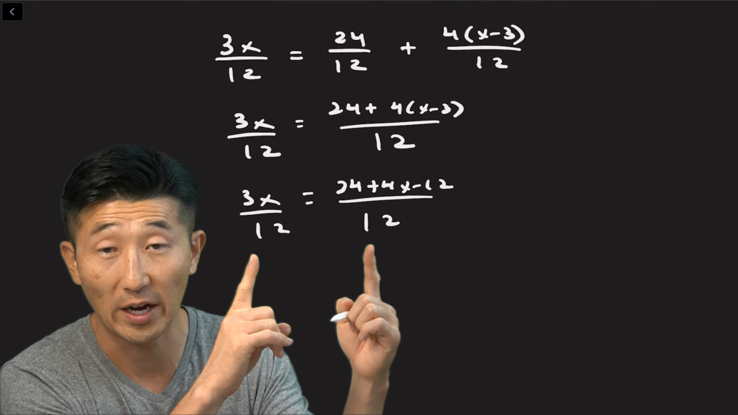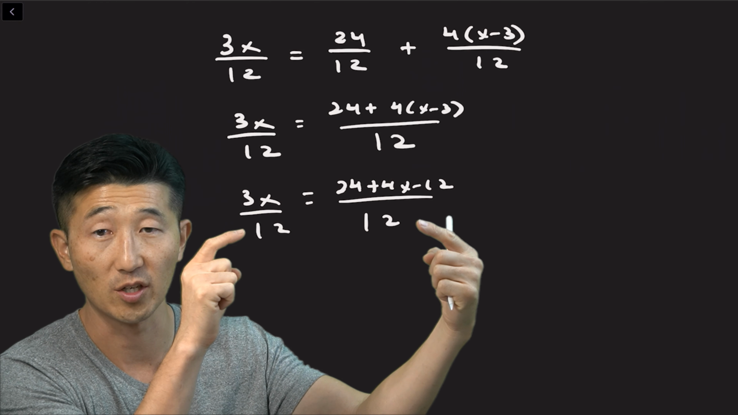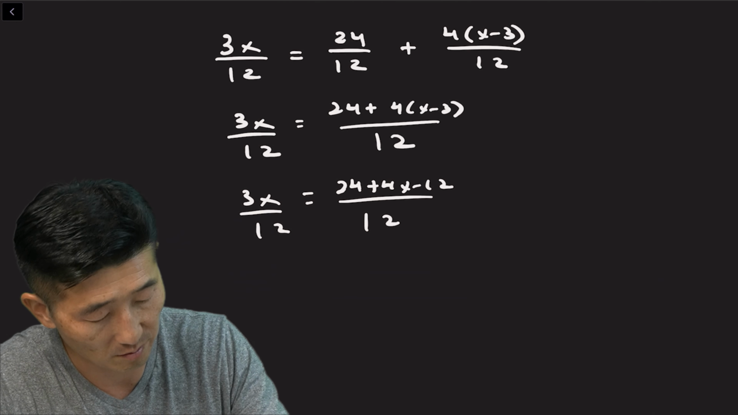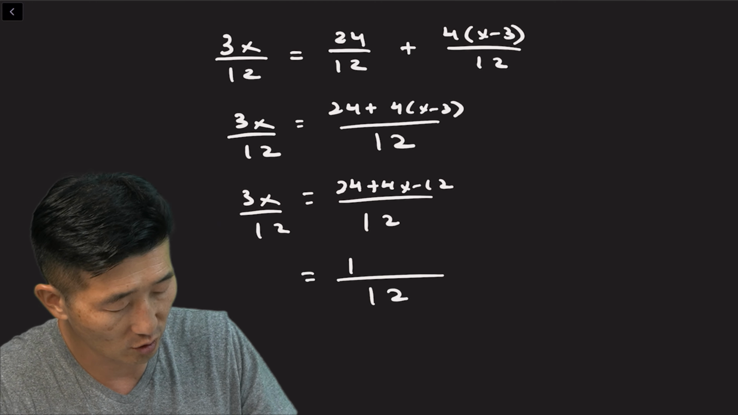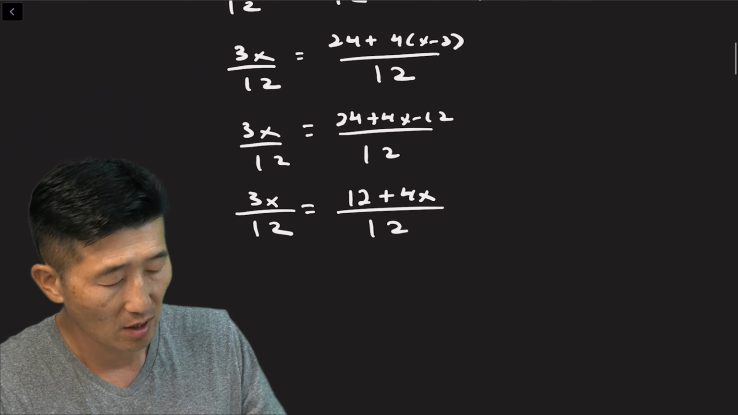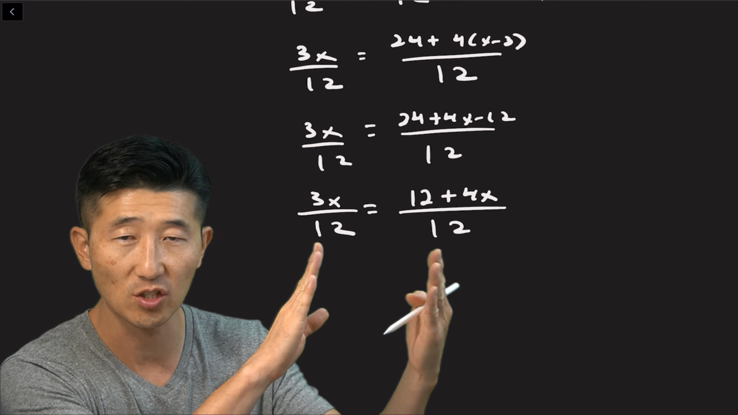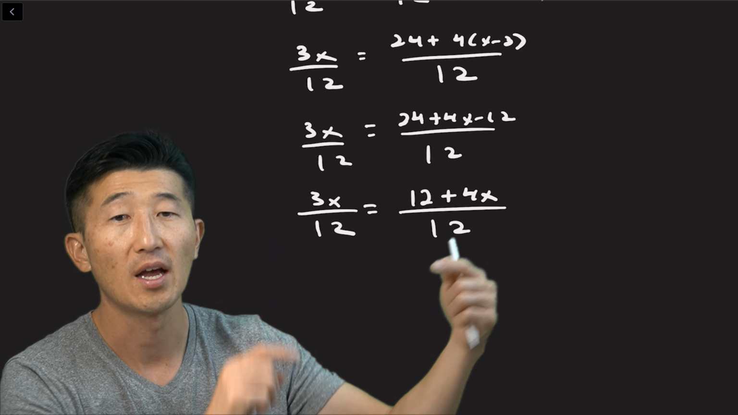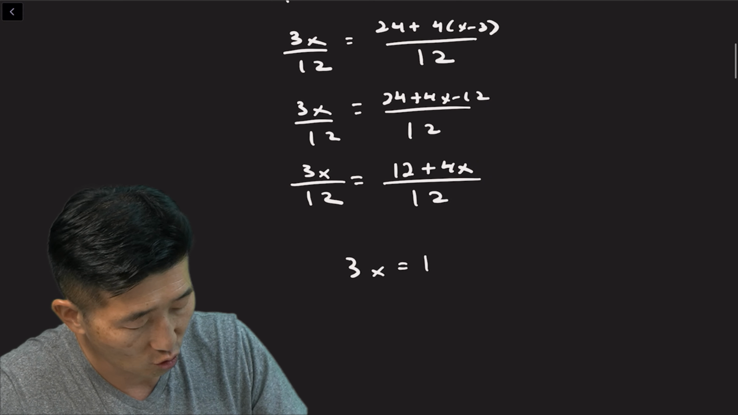Realize that because the two fractions on the left side and the right side are to be equal, and because their denominators are equal, you can automatically assume that the numerator should be equal to each other. Let me make that a little bit simpler. 24 minus 12 is just 12, so this will be 12 plus 4x and 3x over 12. So again, mathematically, if two fractions are set equal to each other and the denominators are exactly the same, the numerators have to be the same. So you can automatically write 3x equals 12 plus 4x.